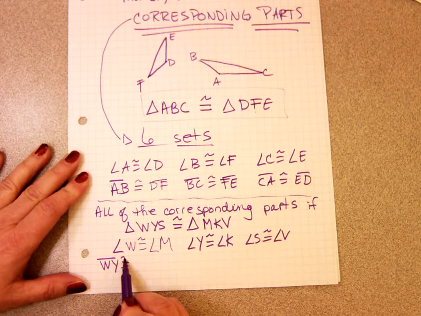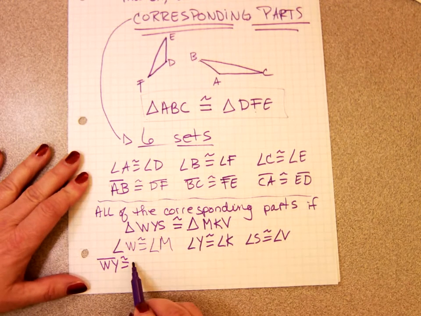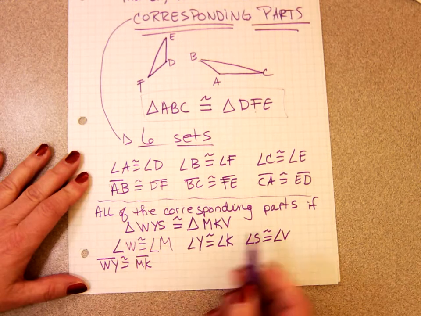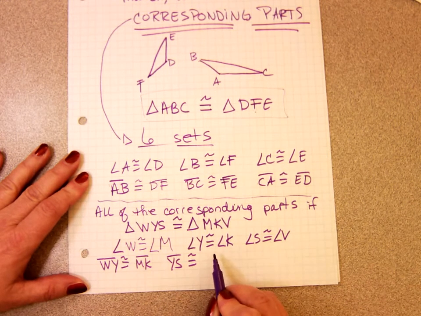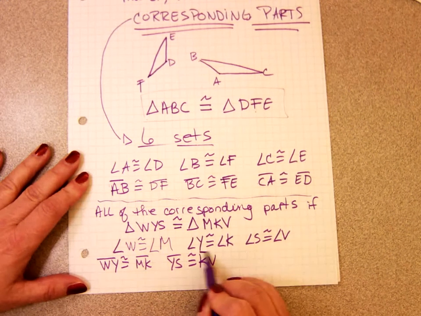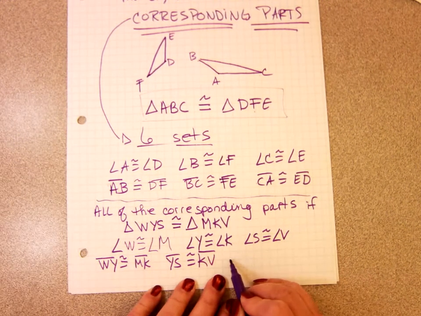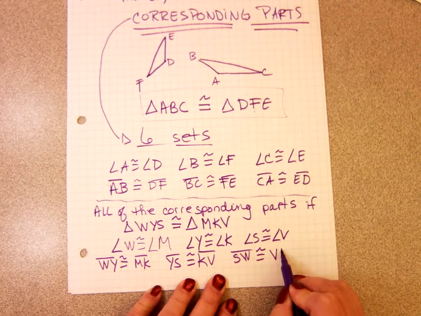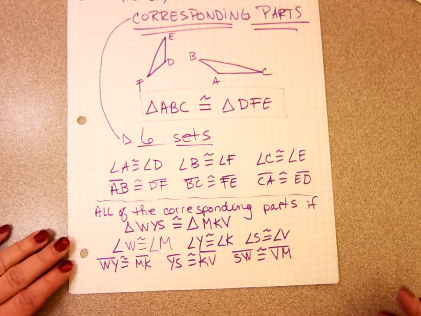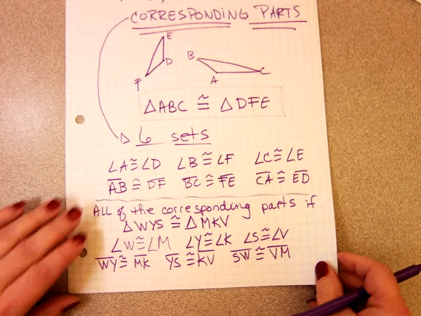And the segment WY is congruent and corresponding to MK. YS is congruent and corresponding to KV. Bueno. Everybody got that?